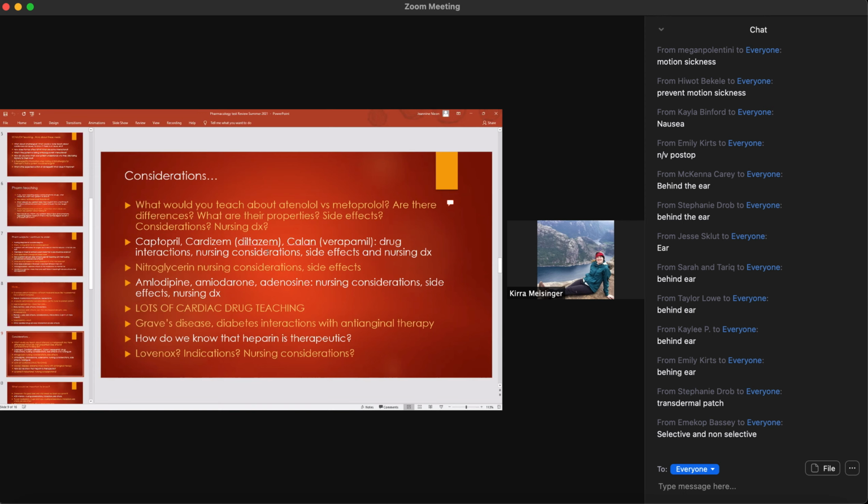Aren't both the atenolol and metoprolol the two asthma ones? Aren't they both? Ah, okay.